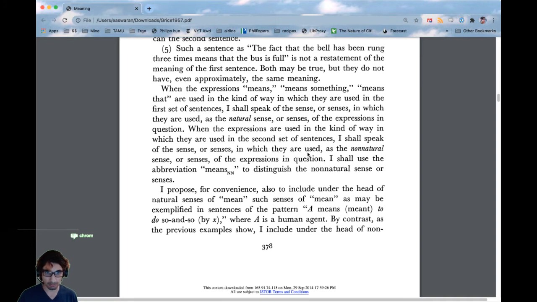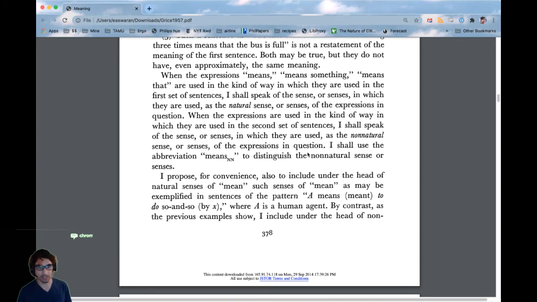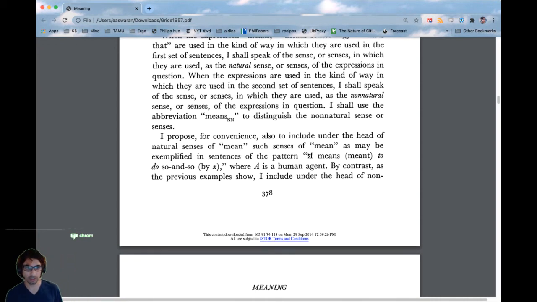So when the expressions means something, means that, are used in the kind of way in which they're used in the first set of sentences, the ones about measles, or the ones that smoke means fire, or that the budget means we'll have trouble, I shall speak of the sense or senses in which they are used as natural sense, or senses of the expression in question. When the expressions are used in the kind of way in which they're used in the second set of sentences, the ones about the bell or about the rhyming slang, I shall speak of the sense or senses in which they are used as the non-natural sense of the expressions in question. I shall use the abbreviation means subscript NN to distinguish the non-natural sense or senses.